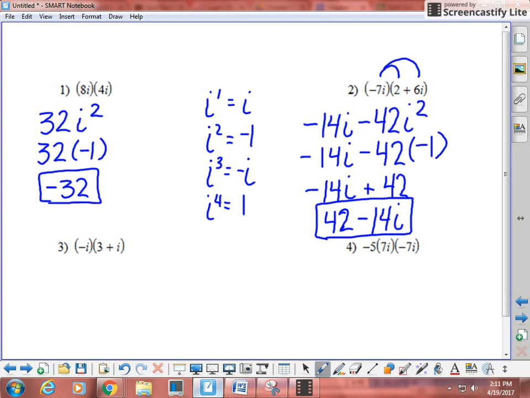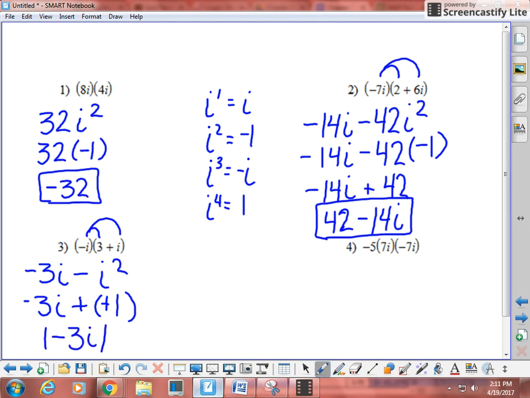Same thing on the third one. This has to distribute to both of them. So I distribute that negative i, and I get negative 3i. The second one, I'm going to get negative i squared. Well, we know that i is i, and i squared is really negative 1, so the negative of negative 1, this negative negative is going to turn to a plus. I'm going to put my real stuff first, so 1, my imaginary stuff second, final answer.